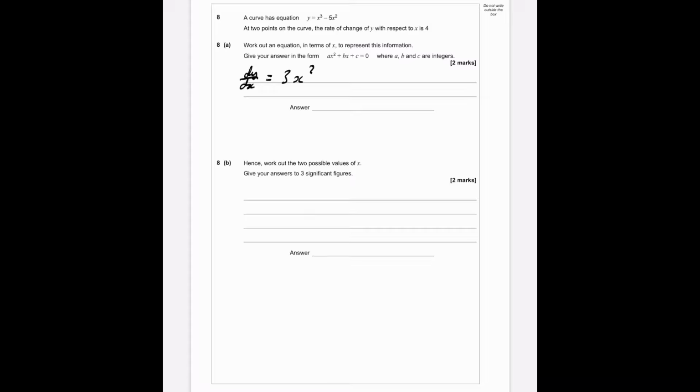For 8, we're going to differentiate the curve because we want the gradient to be 4. So differentiate the curve, equate it to 4, and then subtract 4 from both sides to give us a quadratic equal to 0.